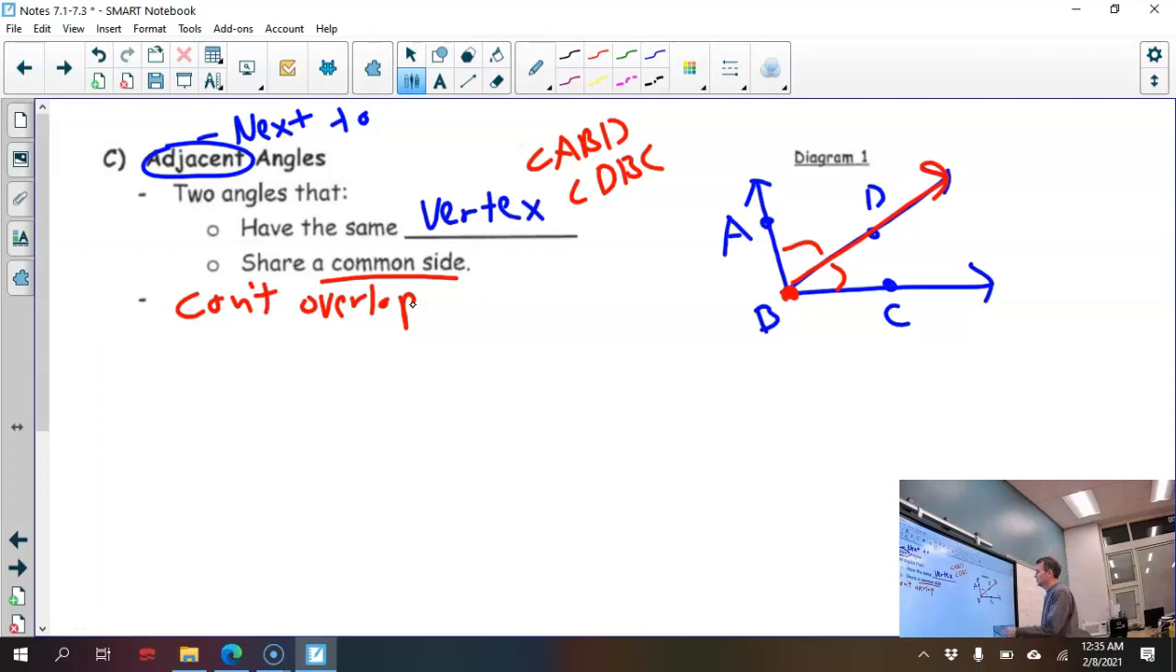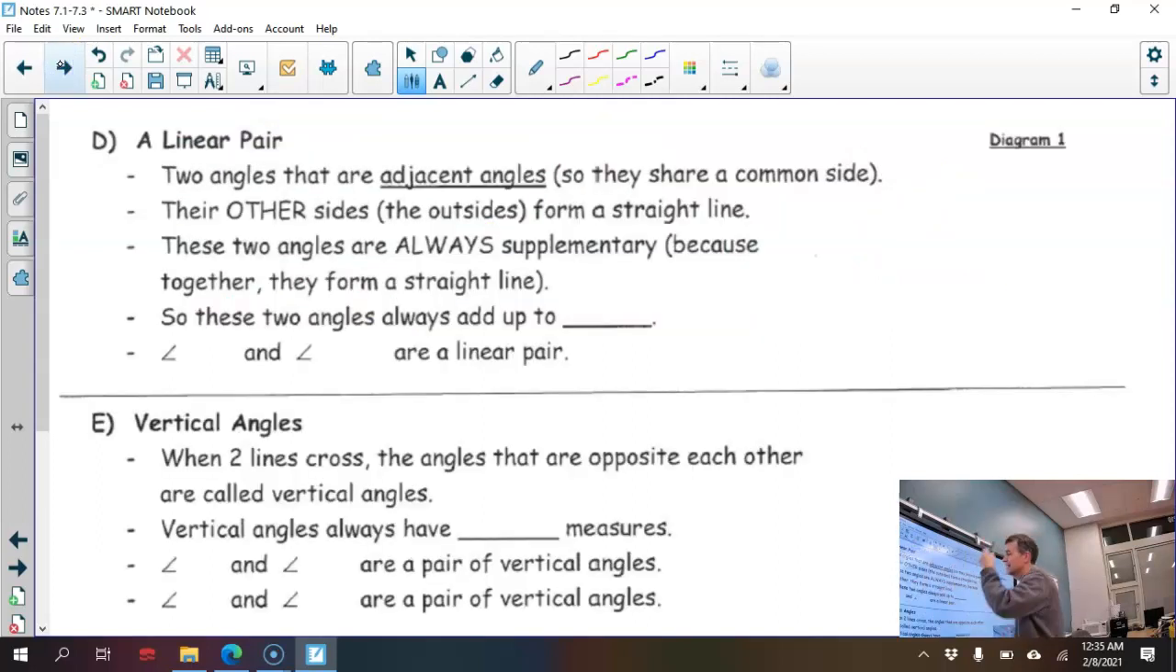So if we have two angles that share a side, they don't overlap, they have the same vertex. Basically, they are two angles that are next to each other. Then they are called adjacent angles. All right? And these two angles would be adjacent angles.